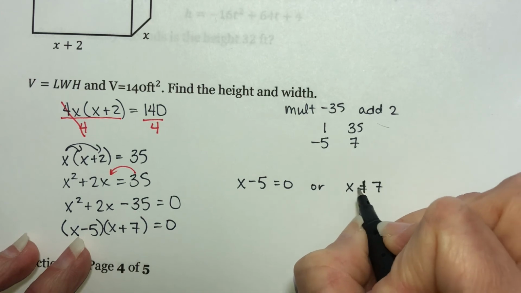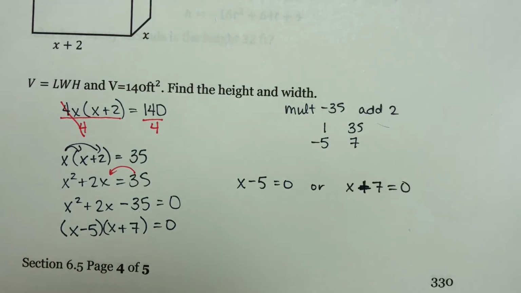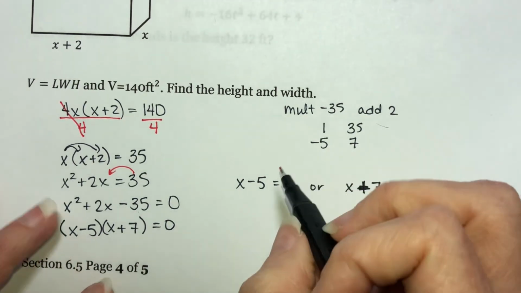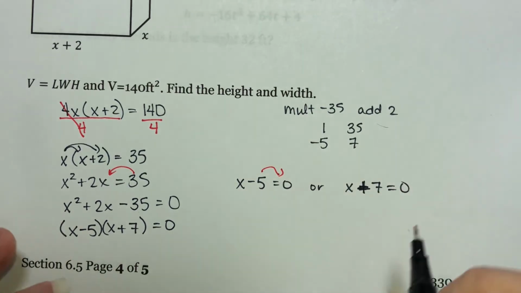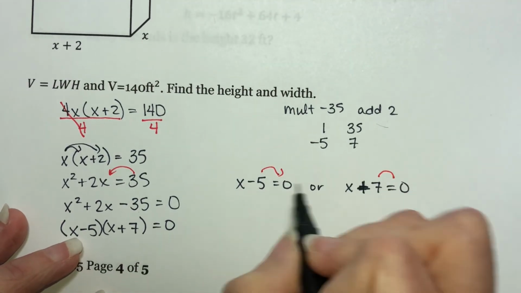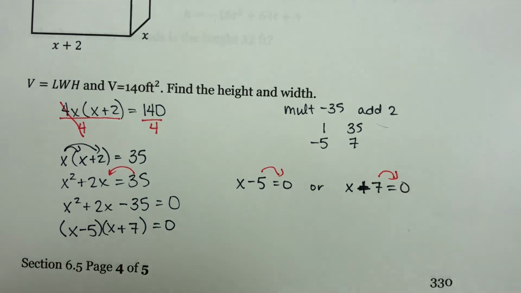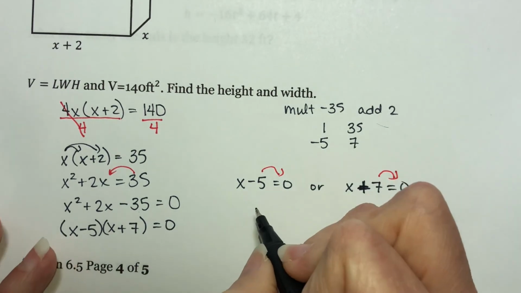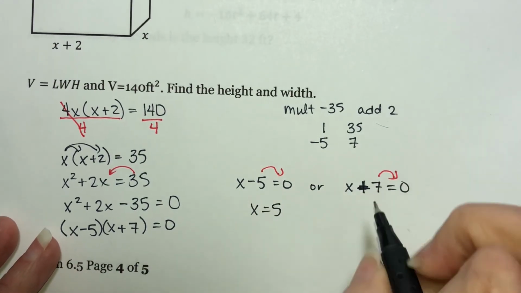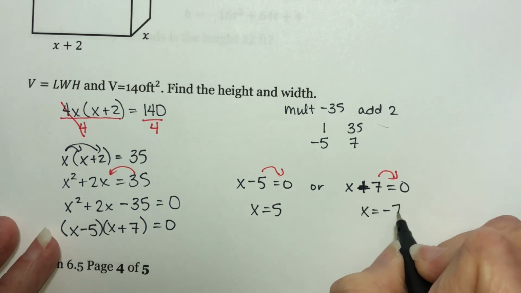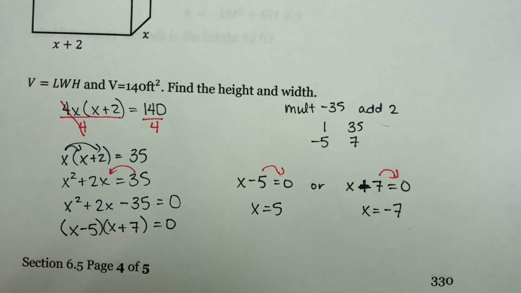x plus 7 equals 0. Now we're going to add 5 to both sides here, and here we're going to subtract 7. That gives me x equals 5 or x equals negative 7. Now, one thing I do want to point out is that sometimes a negative answer is going to make sense. So you cannot just assume that it needs to be thrown away completely.